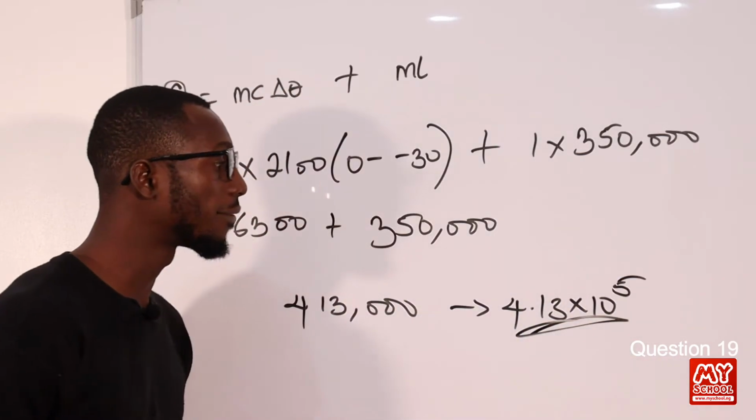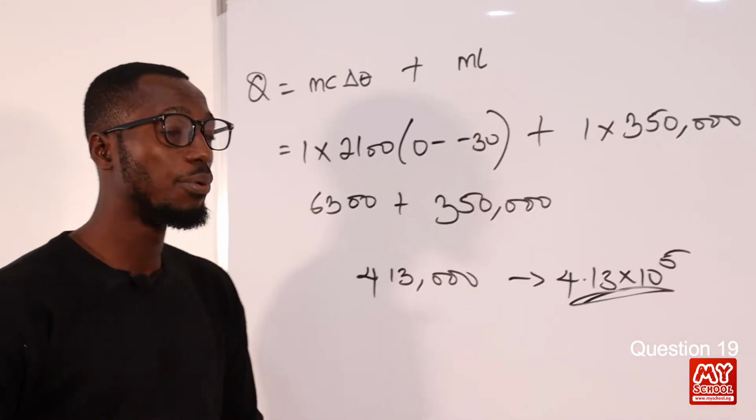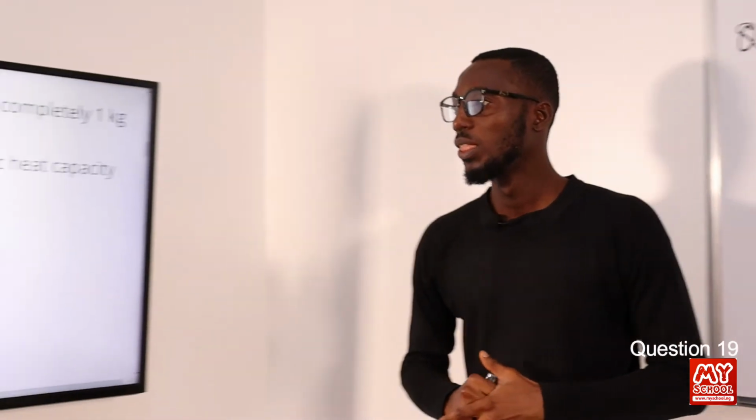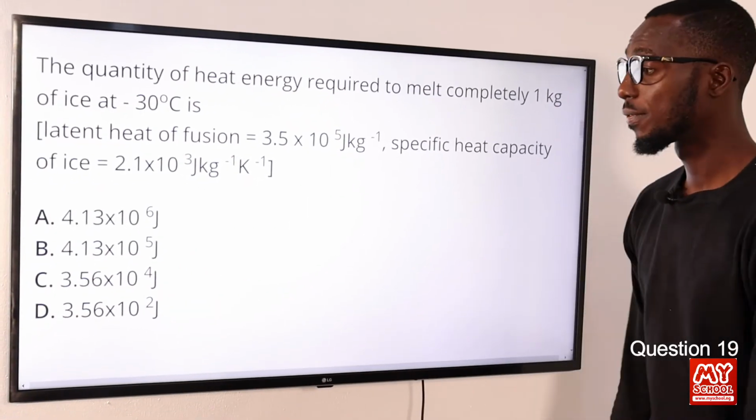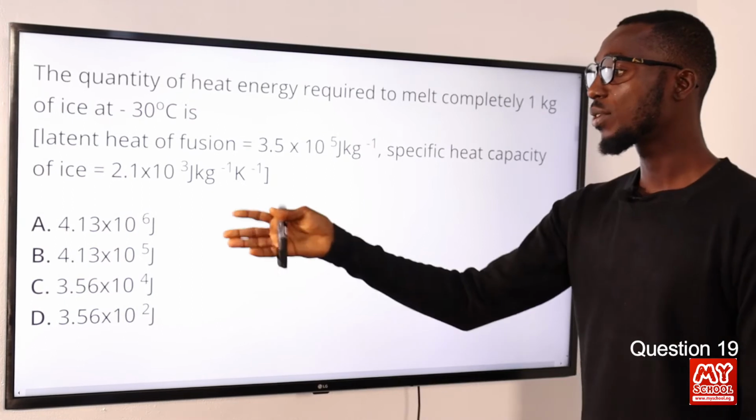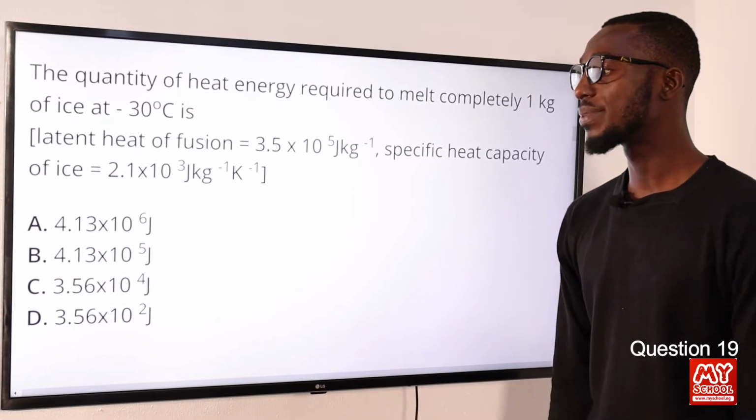Okay, so let's see if we have this given to us in the options provided. Remember, the quantity of heat is measured in joules, units for heat, joules. So the correct option is option B, 4.13 times 10 raised to the power 5 joules.